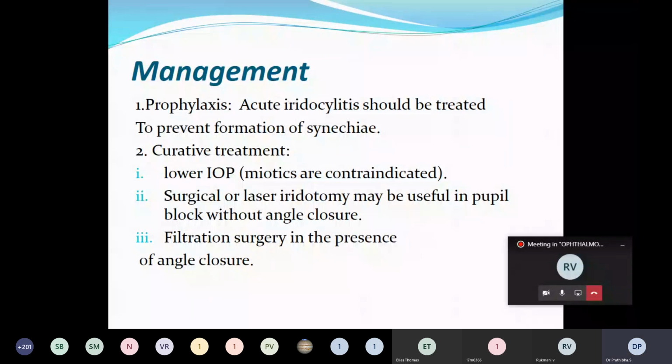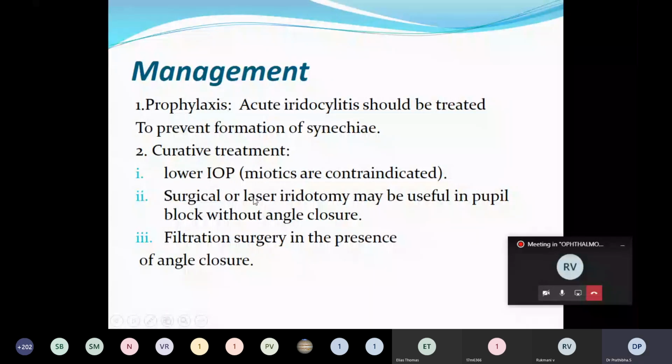So how do we treat them? Acute iridocyclitis should be treated to prevent the formation of synechiae. Then, to lower the IOP, what we have to do is give beta blockers. But remember one thing: prostaglandin analogs should not be used in any inflammatory glaucomas. The first choice in inflammatory glaucomas is beta blockers, and if the beta blockers are contraindicated, other forms, carbonic anhydrase inhibitors, all that form of medical treatment can be given.